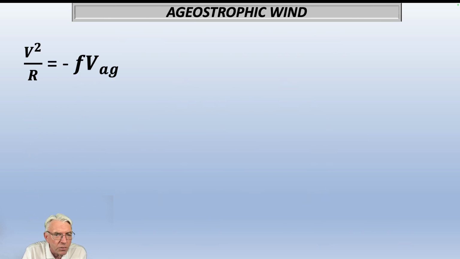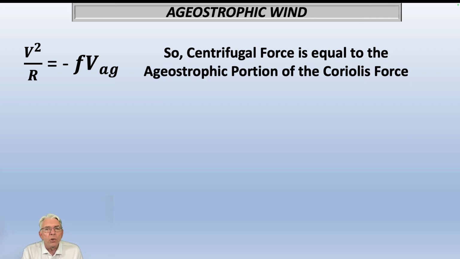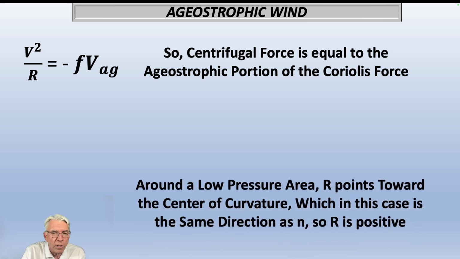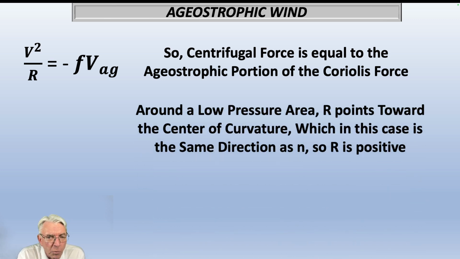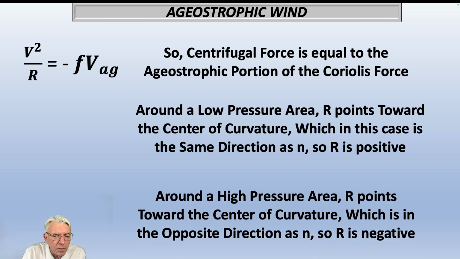So here's that equation once again. If the centrifugal force is equal to the ageostrophic portion of the Coriolis force, around a low pressure area, R points toward the center of curvature, which in this case is the same direction as N, so R is positive. We talked about that before. With a low, R is positive. Around a high pressure area, R points toward the center of curvature, which is in the opposite direction of N, and so R is negative, okay? And we talked about that before, R being negative with a high pressure area.